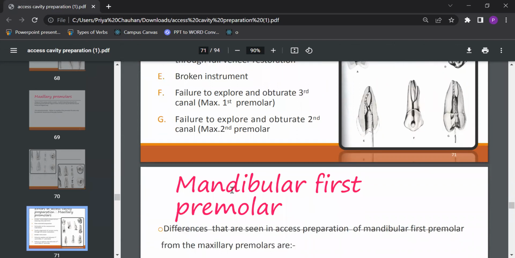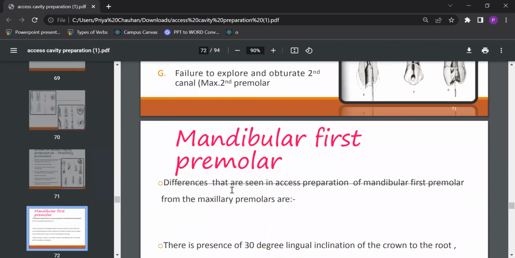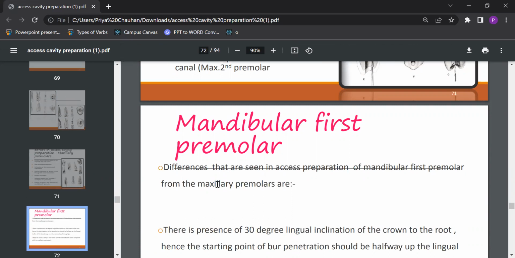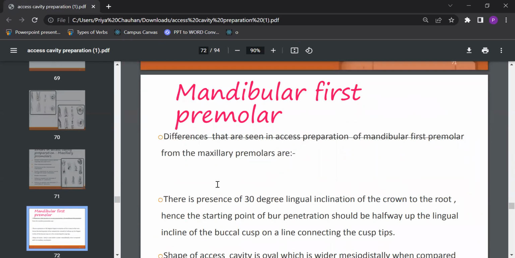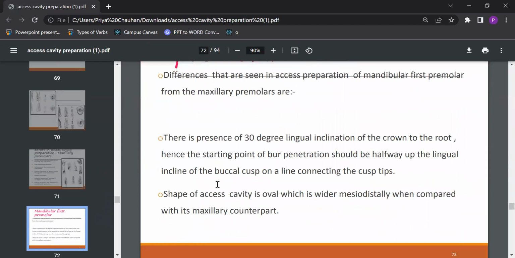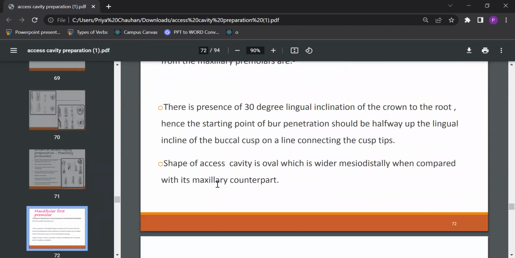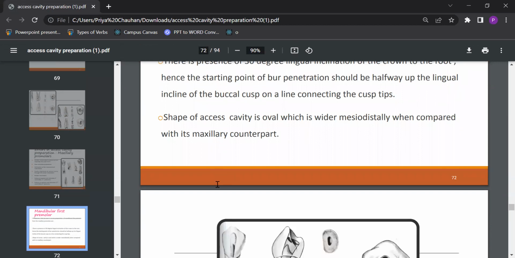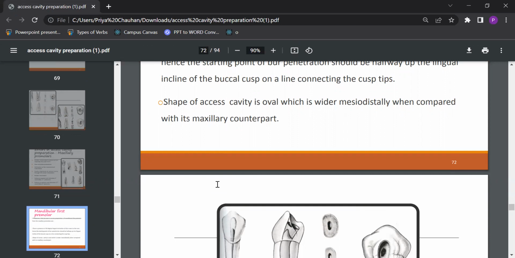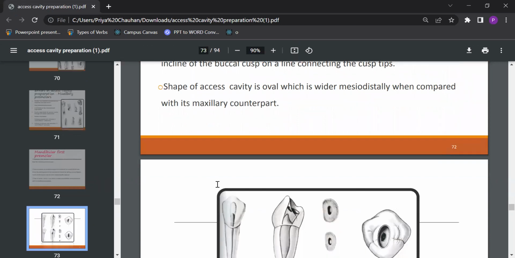Next one is mandibular first premolar. Differences seen in the access preparation of the mandibular first premolar from the maxillary premolar: there is a 30-degree lingual inclination of the crown to the root as the starting point of the bur. The penetration should be halfway up the lingual incline of the buccal cusp on the line connecting the cusp tips. Shape of the cavity is oval, which is wider distally when compared with the maxillary counterpart.